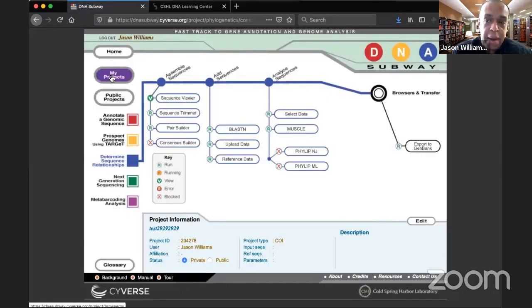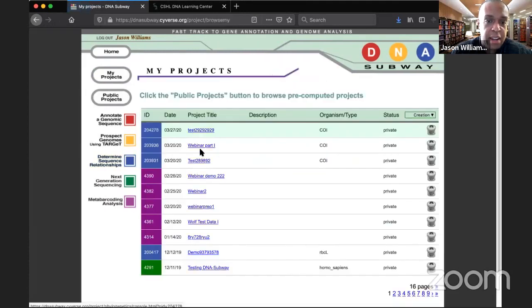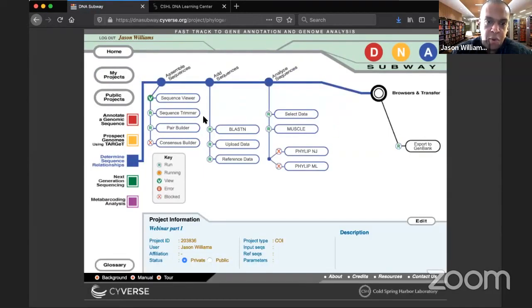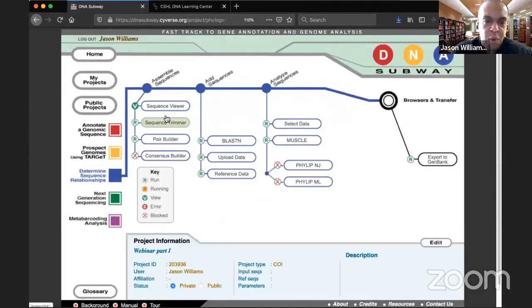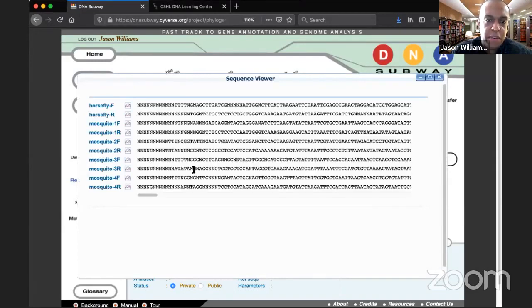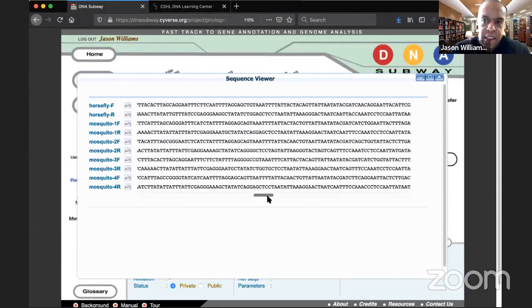What I'm going to do is go back to my saved projects and go back to my webinar project. Okay, and so this is where we were last week. And we really only got up to, by design, the sequence viewer. And on the sequence viewer, from the DNA sequencing experiment, what we actually get out is this raw data. Now, raw data is data that has not been interpreted or edited in any way. It's what comes off the machine.